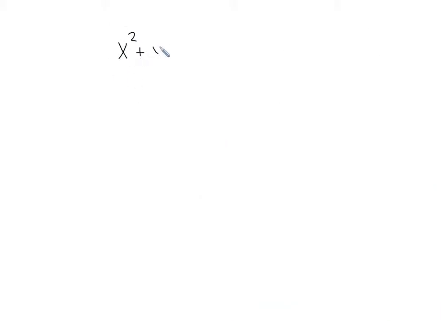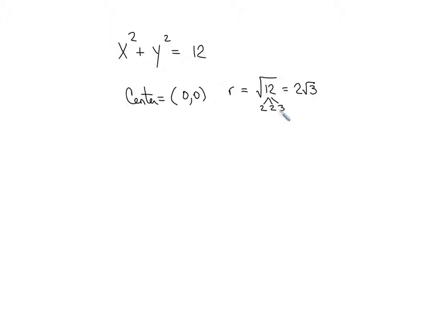x squared plus y squared equals 12. What's the center? So 0, 0. What's the radius? Square root of 12, but we can simplify that. What does that simplify down to? 2 square root of 3. Very good, right? Because 12 is 2 times 6, which becomes 2 times 2 times 3, and then we can pull the 2's out.